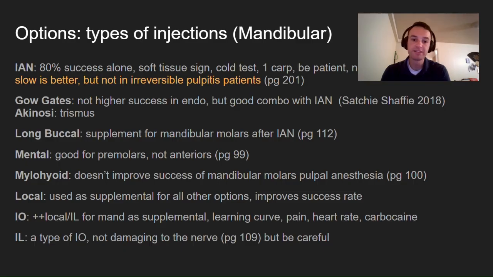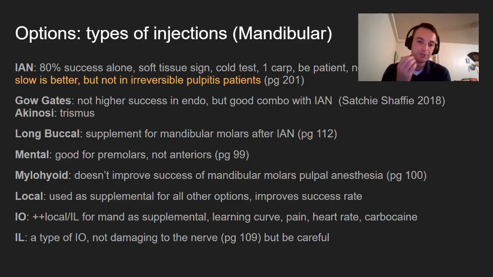Go for a Gow-Gates next, rather than repeat the same block, since maybe something's weird with their anatomy and you didn't get it right. The Akinosi block is good for people who can't open all the way, and it's relatively easy to learn. The long buccal can be used as a supplemental for mandibular molars after the block. The mental is great for premolars. Don't kid yourself into thinking it's going to get a mandibular central incisor, because it won't. But you can have like an 80% success rate for premolars, and it can last 30 minutes to an hour.